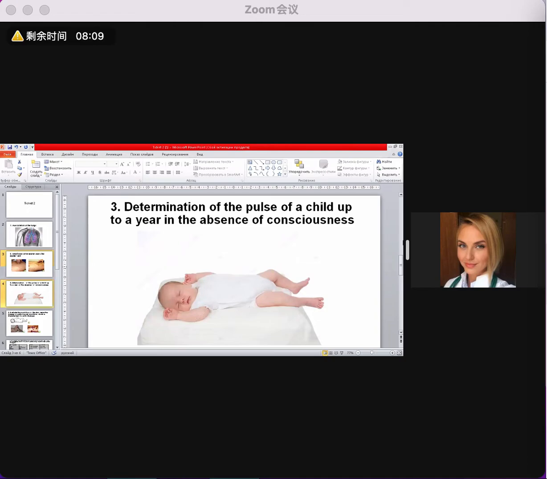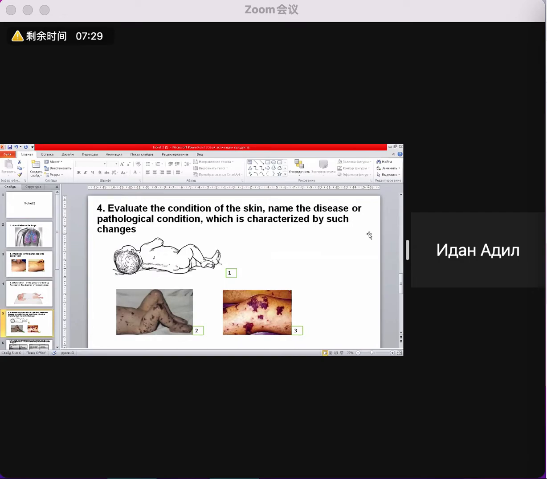Okay, then next question. This is a question about emergency conditions. The answers for questions about emergency conditions you have in the presentation. I sent this presentation to the chat in WhatsApp. All questions you can find in this presentation. Now, determination of the pulse of the child. In what artery will you determine it? Brachial artery. Very good.